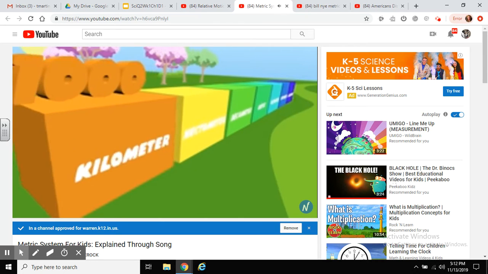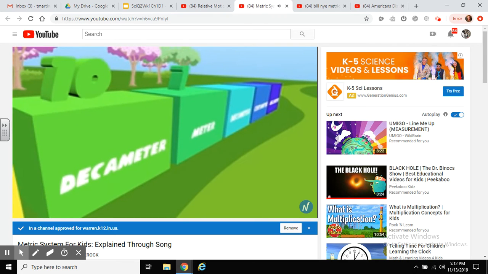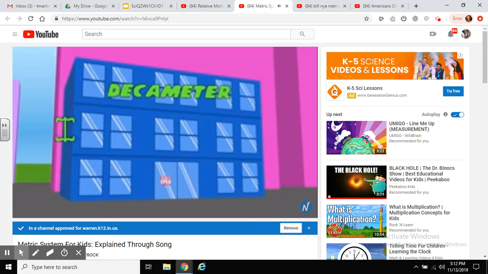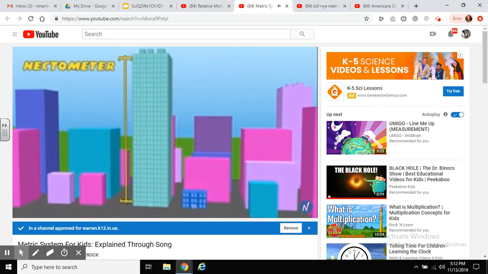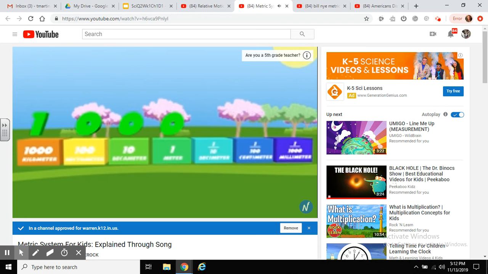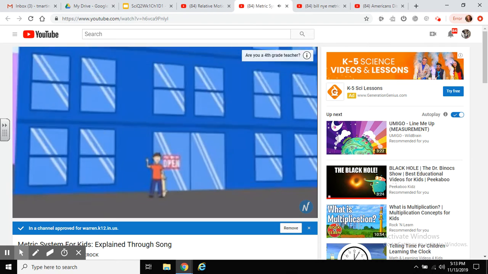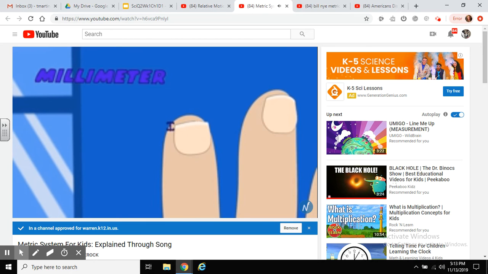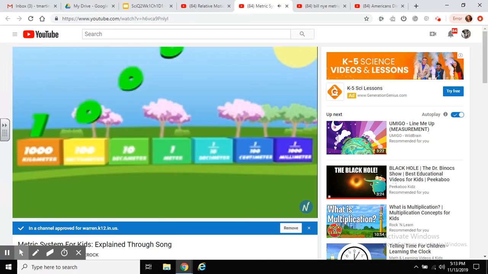The metric system. 1,000 kilo, 100 hecto, 10 is decameters, 1/10 deci, 100 centi, 1,000 is millimeters. 1 decameter is 10 meters, 1 hectometer is 100 meters, 1 kilometer is 1,000 meters, and here is how we remember: 1,000 kilo, 100 hecto, 10 is decameters, 1/10 deci, 100 centi, 1,000 is millimeters. 1 decimeter is 1/10 of a meter, 100th is a centimeter, 1 millimeter is 1,000th of a meter.